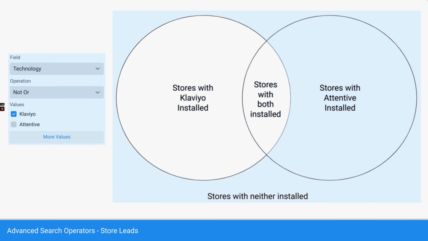Then you have not or. Not or returns stores that do not match any of the check values. And so you can see that what's highlighted now in the not operation is stores that don't have any of these apps installed. This is the concept of not.